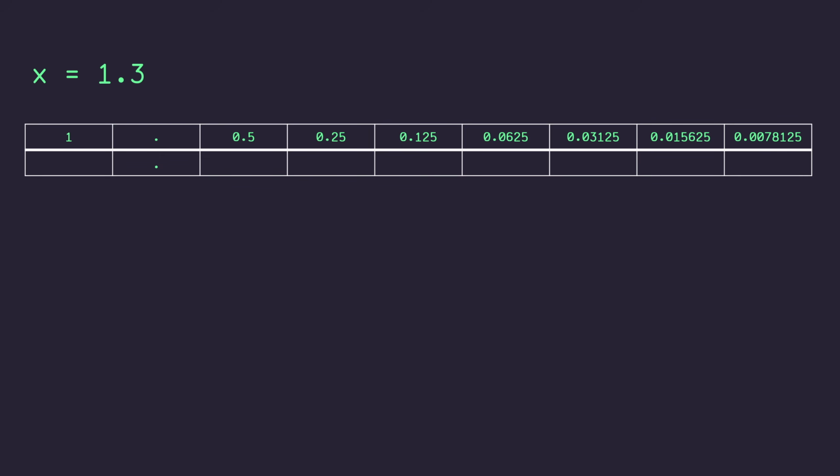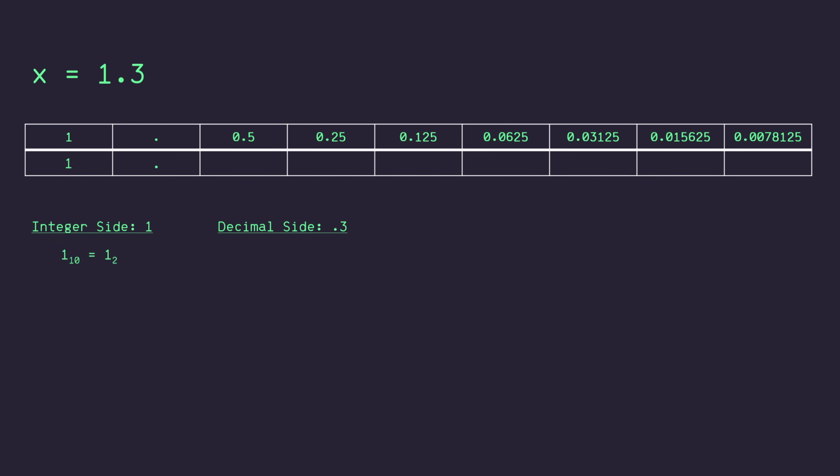So here we have a table to convert to binary where the left side of the decimal place is our integer side and the right side of the decimal place is our decimal side. On the integer side, we just have our 1, and on the decimal side, we have our 0.3. So over on the integer side, it's pretty simple. 1 base 10 is the same as 1 in binary, so we can just set that to 1.